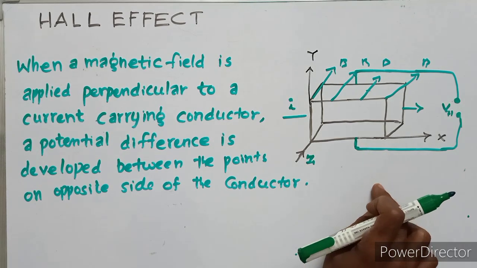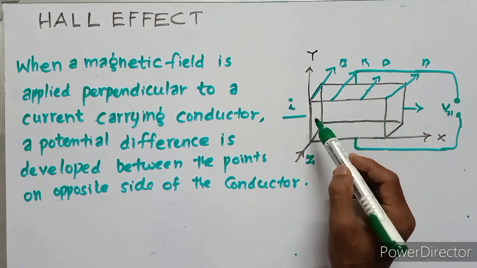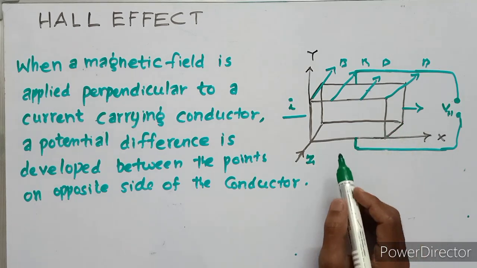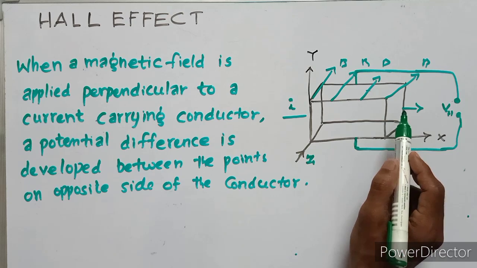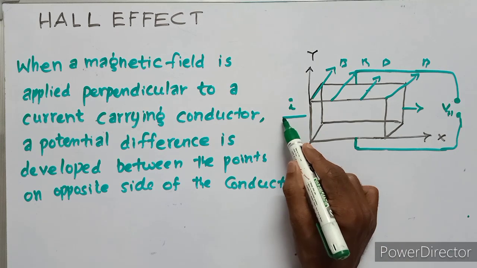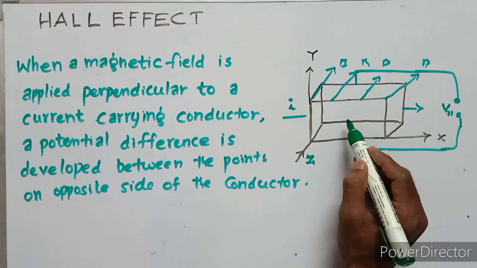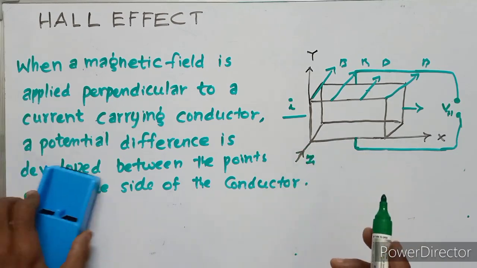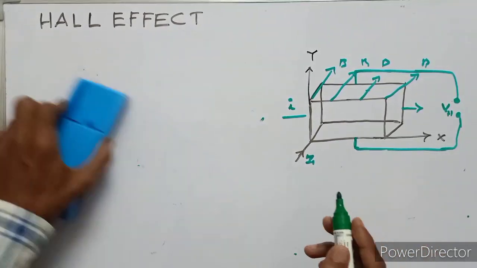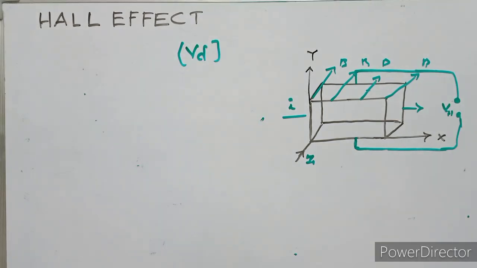Due to this magnetic field, the charge carriers experience a force and move with drift velocity. So the current charge carriers move with a velocity. That moving velocity is called here drift velocity. This drift velocity is represented by V suffix d.